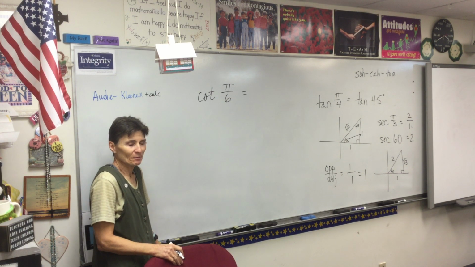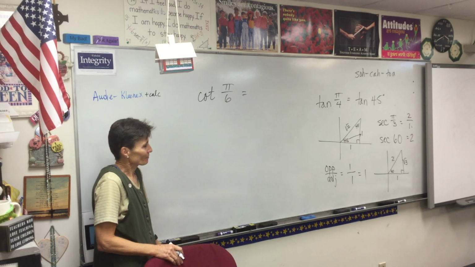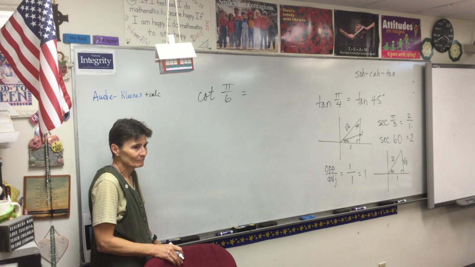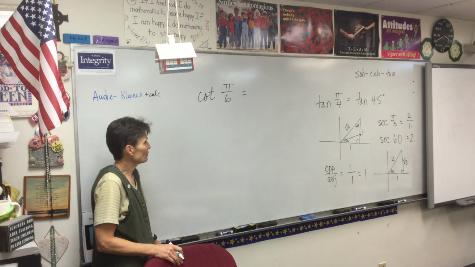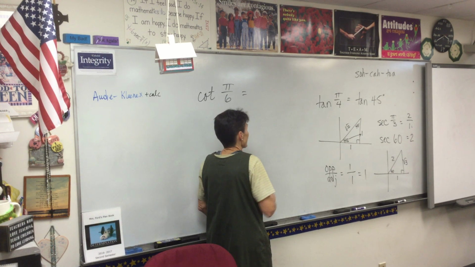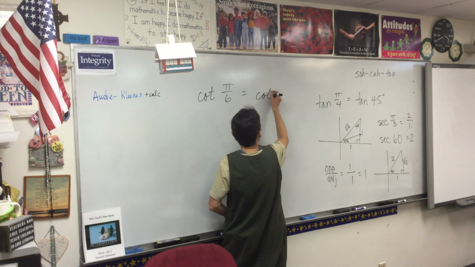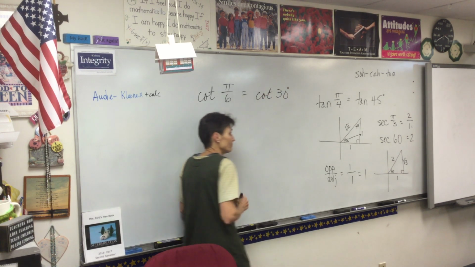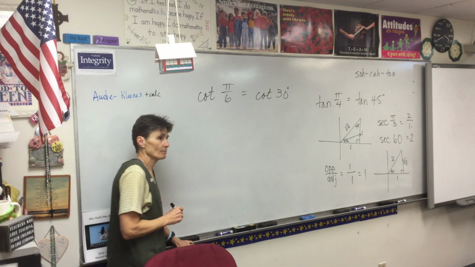Cotangent pi over 6. Here we go. Step 1, Audie. What do you want to do first? 180. Yep. That equals 30. So what we're really doing is finding the cotangent of 30 degrees.